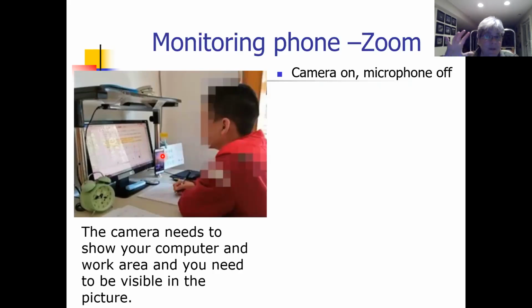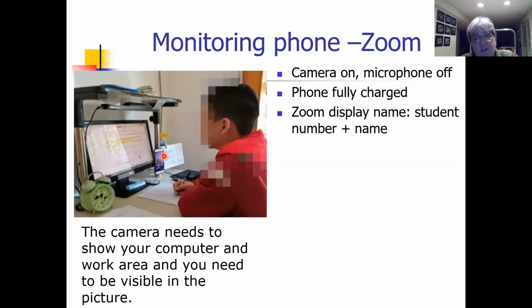So that phone needs to be kind of behind you and off to the side. So you need to practice getting that angle. The angles of your face where I can't see your computer, those are not acceptable. Make sure your phone is fully charged.